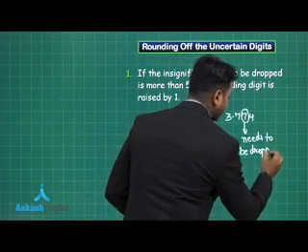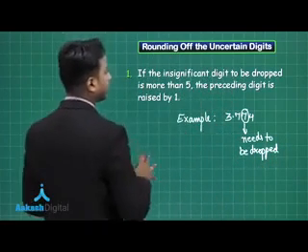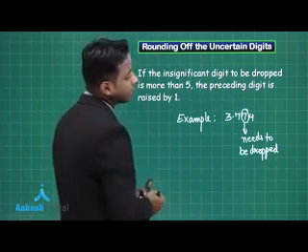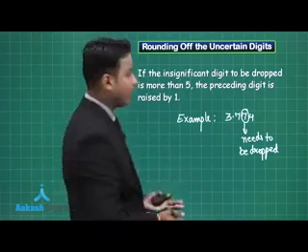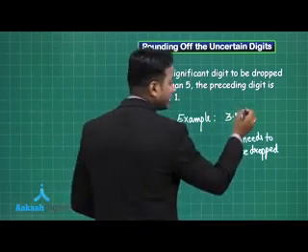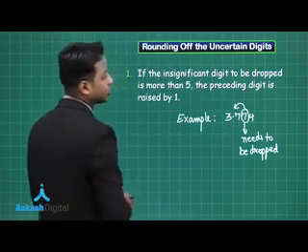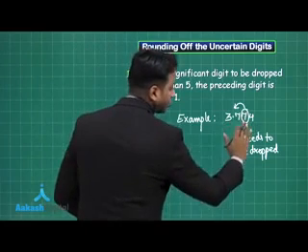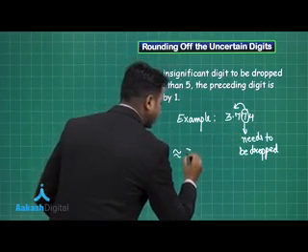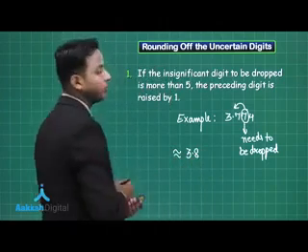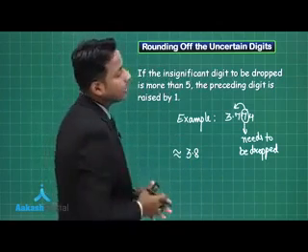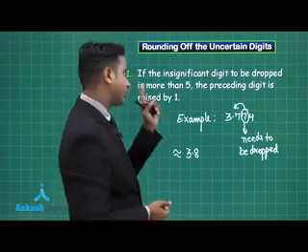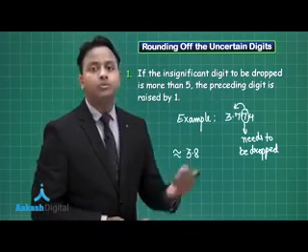Now tell me what is going to happen. Let's read the rule again. The digit to be dropped, if it is more than 5. So the number we need to drop is 7. Is it greater than 5? Yes. So then the preceding digit, that means the digit before the digit which is to be dropped, is raised by 1. That means if I need to drop this 7, the answer will be 3.8. I hope this is very clear to you. So whenever you are dropping a digit, just check whether that digit is greater than 5 or not. If it is greater than 5, then add 1 to the preceding digit.